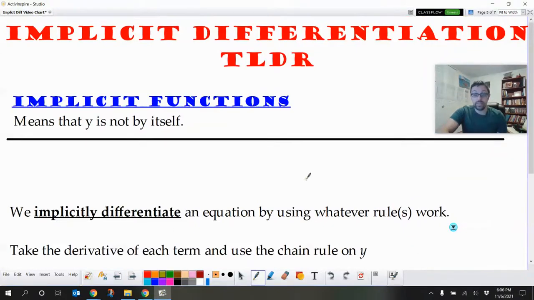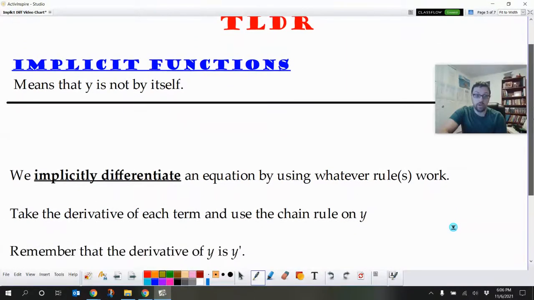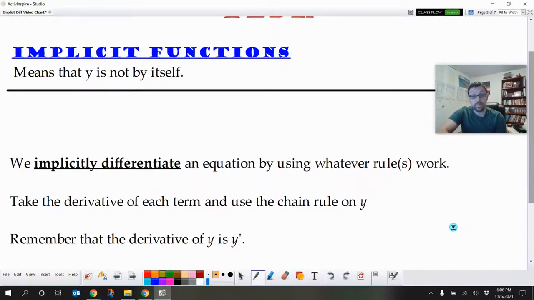So implicit differentiation is just meaning that y is not by itself. So we need to treat it basically like a chain rule as we work our way through the problem. A reminder that our derivative of y is just y prime, but a lot of times we'll be writing it as dy over dx. Either one works.